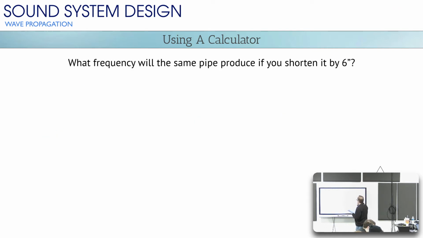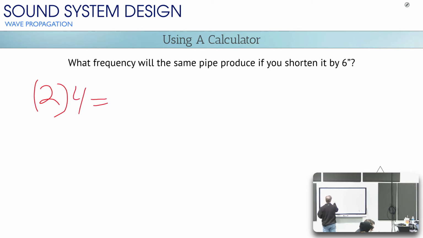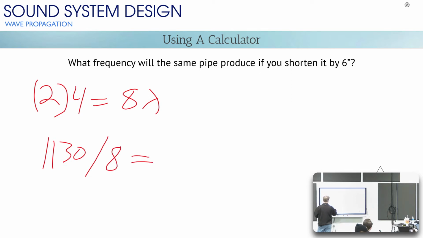So let's try this one. Same pipe, but you're going to shorten it by 6 inches. So now it's a 6-inch shorter pipe. What was it before? It was 2.5 feet, so now it's going to be a 2-foot pipe. So you're going to be 2 times 4 equals 8 for your wavelength. Now you're going to do 1,130 feet per second divided by 8. Somebody pull that up on their calculator and tell me what you get. 141.25.